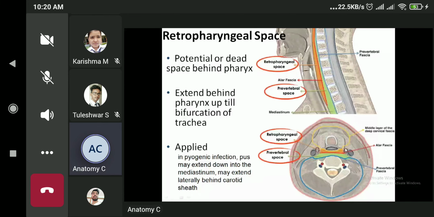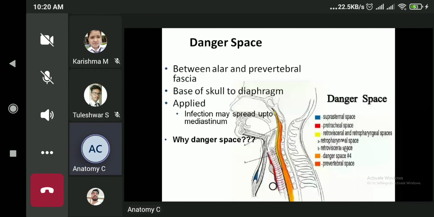The next one, and the important one here, is the danger space. So what actually is this danger space? It lies between the retropharyngeal space and the prevertebral space. See here in this picture, this yellow color is representing the retropharyngeal space, this orange color is representing the danger space, and this darker orange or reddish color is representing the prevertebral space.